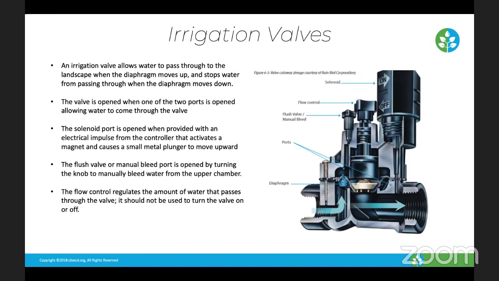Usually a timer is what sends power to this solenoid, 24 volts, to pull the pin up, which lets air through the ports, which lets the water go through the valve. There's an inlet and there's an outlet. And the diaphragm is what you see in the center of the valve. So with the pin being pulled up, it gives enough pressure to the water in the inlet to push that diaphragm up. Also, what you see is a flow control.